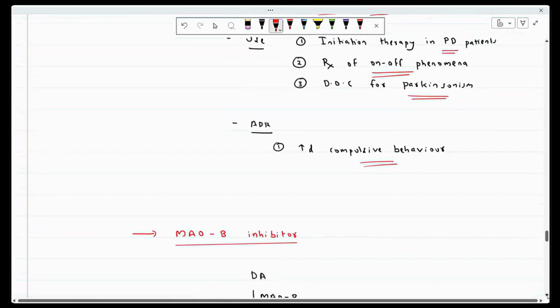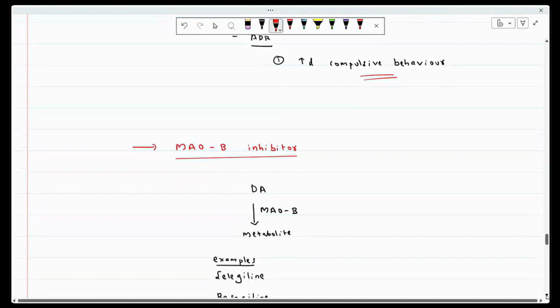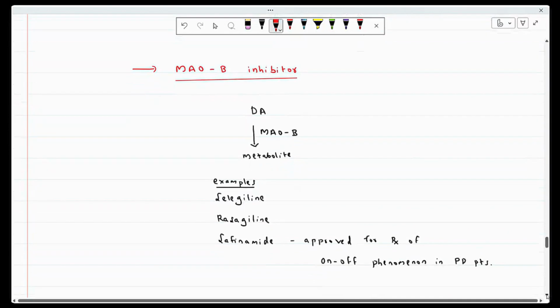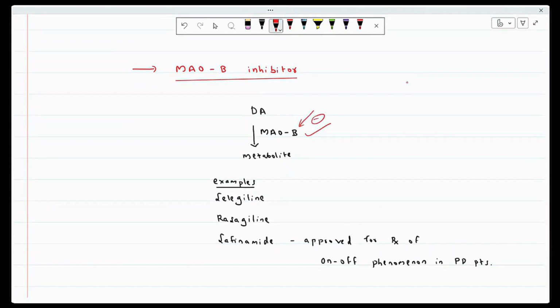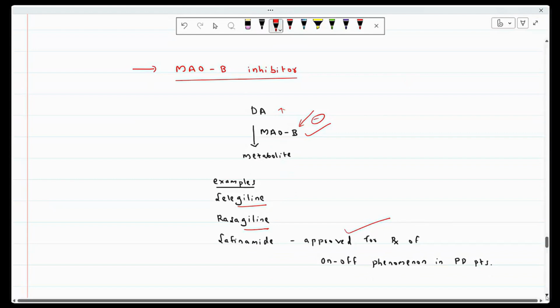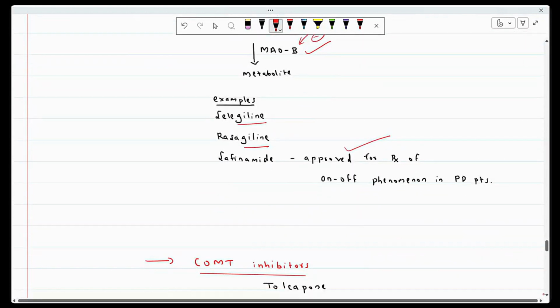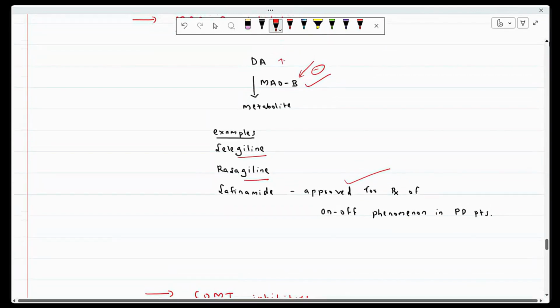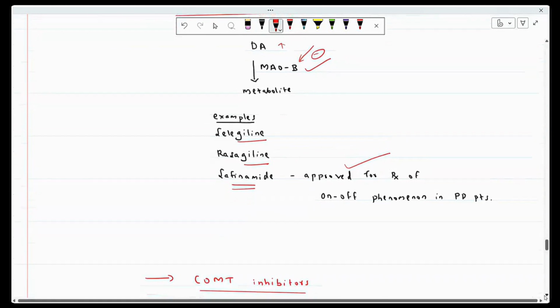Now, I told you another strategy to treat Parkinsonism is to inhibit the enzyme which metabolizes dopamine. And what was the enzyme which metabolizes dopamine? Yes, MAO-B. So you inhibit this enzyme, dopamine level will be increased, correct? And the examples are selegiline, rasagiline, and safinamide. Safinamide is a newly approved drug for the treatment of Parkinsonism. Also, it can be given for on-off phenomenon treatment. So that is the MAO-B inhibitor. Just examples you need to remember: selegiline, rasagiline, safinamide. Safinamide is a new drug which got approved for the treatment of Parkinsonism.